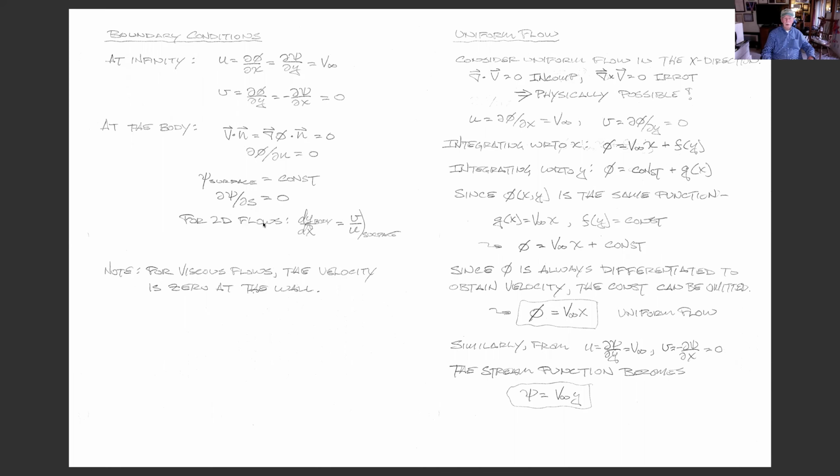For 2D flows, we've milked this dry already. dy/dx of the body defines v over u at the surface. And noting always that in viscous flows, the velocity is 0 at the wall. That's called zero slip. I don't want to start this. Here we're starting to get answers.